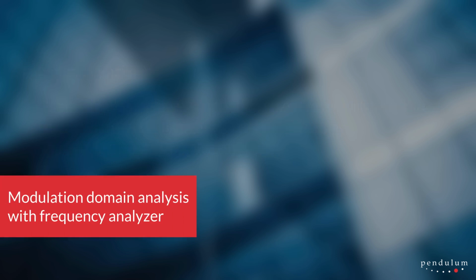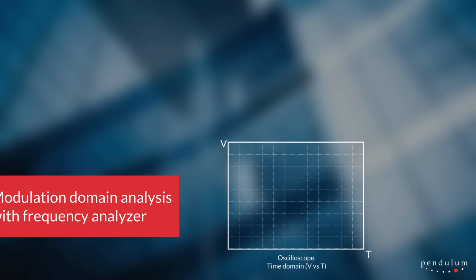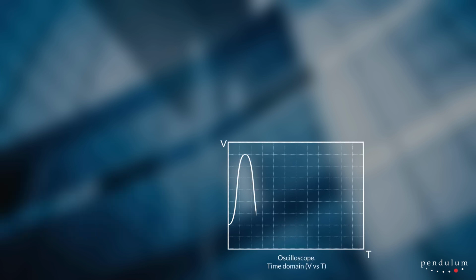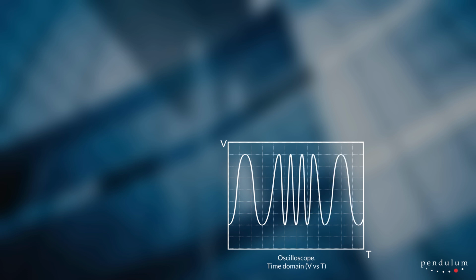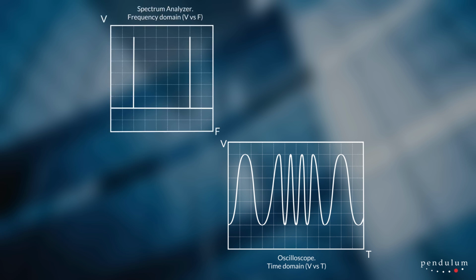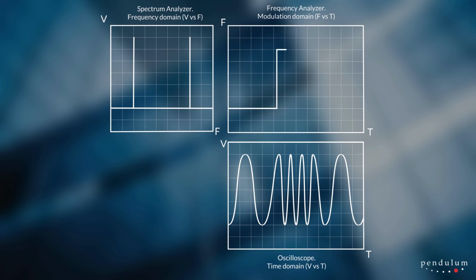Let's see how a simple square wave frequency modulation can look on these three instruments. The oscilloscope displays signals in the time domain, that is voltage versus time. We can see the waveform, but it is difficult to estimate any characteristic of the modulating signal in an easy way. The spectrum analyzer displays signals in the frequency domain, that is voltage versus frequency. We can see that two frequencies are present, but we cannot view the modulating signal, for example, the modulation frequency and the modulation waveform.